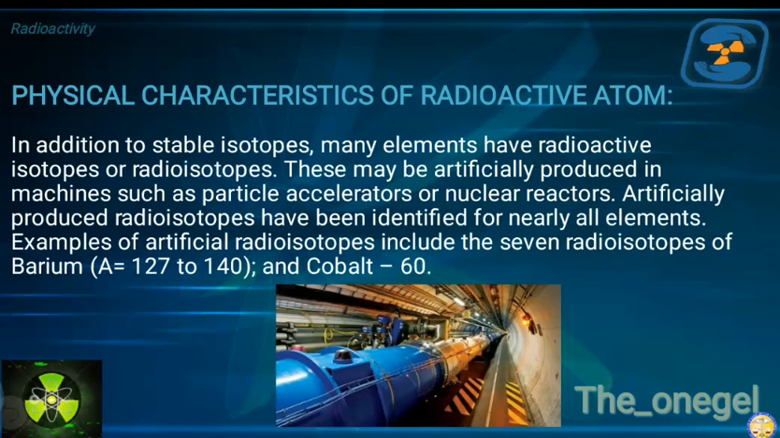In addition to stable isotopes, many elements have radioactive isotopes or radioisotopes. These may be artificially produced in machines such as particle accelerators or nuclear reactors. Artificially produced radioisotopes have been identified for nearly all elements. Examples of artificial radioisotopes include the 7 radioisotopes of barium with atomic mass numbers from 127 up to 140. And of course, cobalt-60.